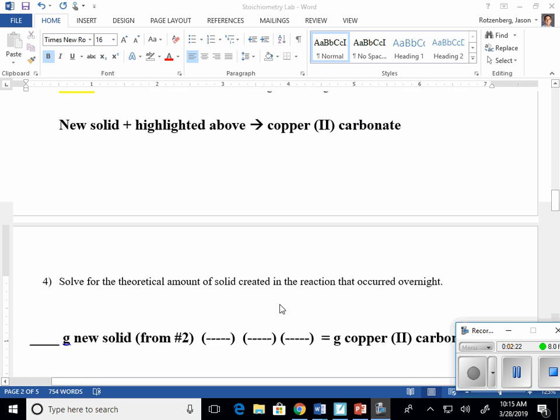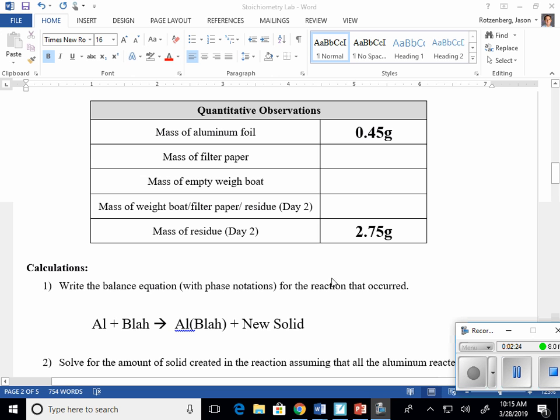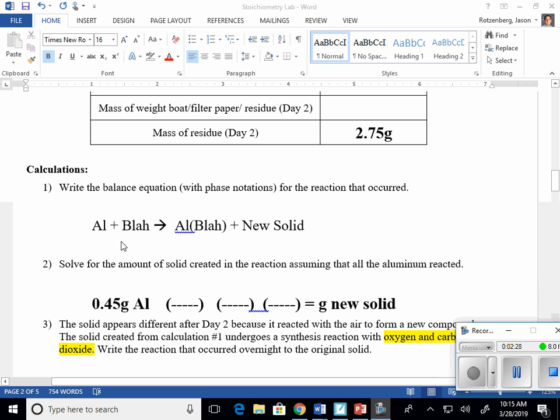So, one more time. Here's your data table. Take your mass of aluminum. Here's your balanced equation. Start with aluminum. Do your 3 steps of Stoich to solve for the grams of the new solid created from that first equation.